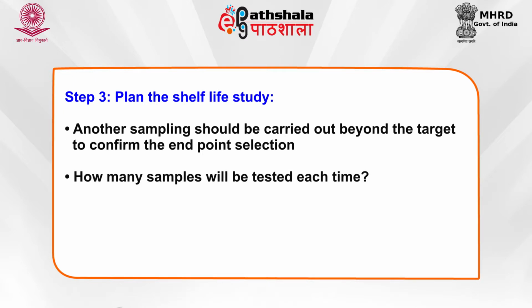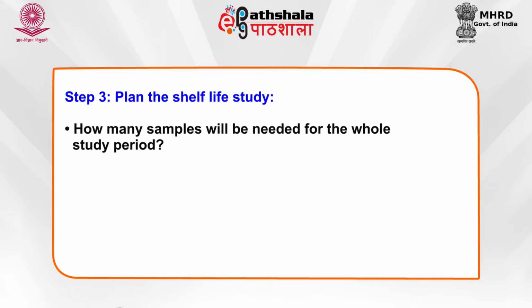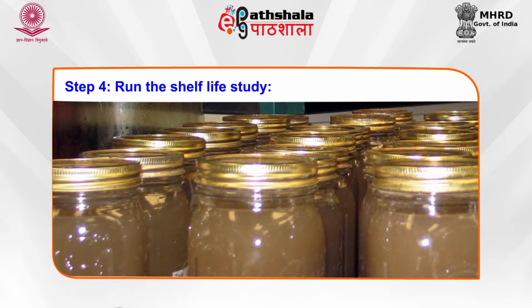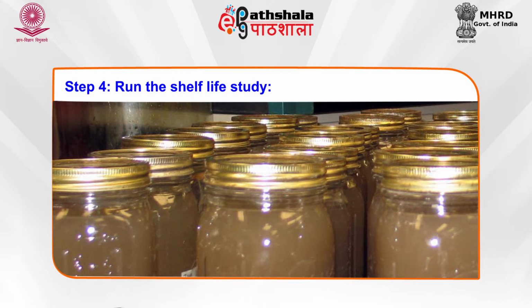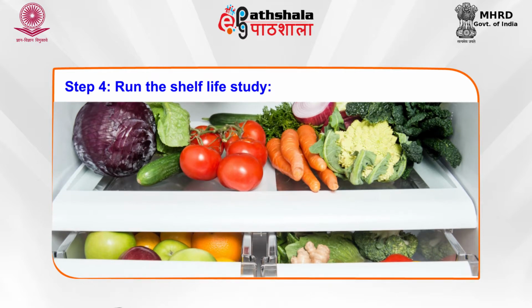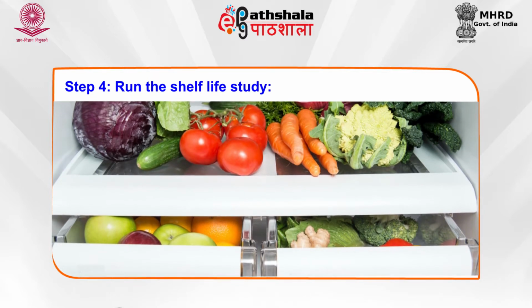How many samples will be tested each time? At least triplicate packs of product should be tested at each sampling. Next one is how many samples will be needed for the whole study period? And then when will the study be run? Next we will go for step 4, run the shelf life study. During the study, samples should be stored under the same conditions as your normal production samples from manufacturer through to consumption. If this is not possible, the sample should be stored at a known temperature and humidity. These need to be checked and recorded regularly.